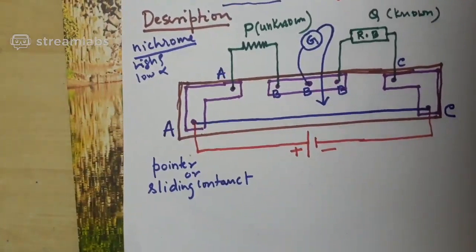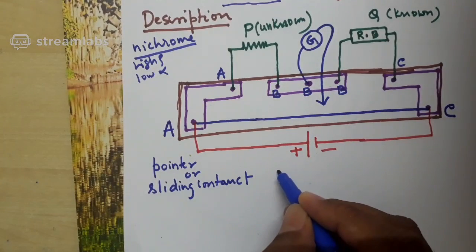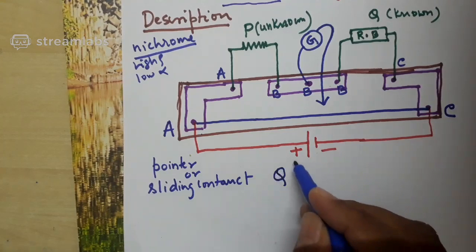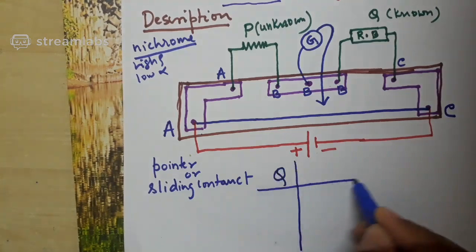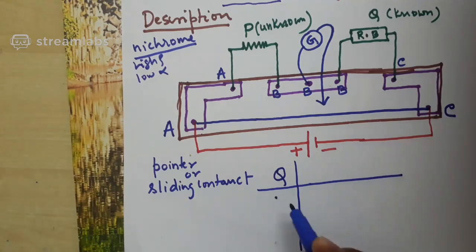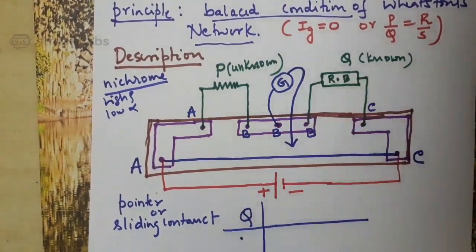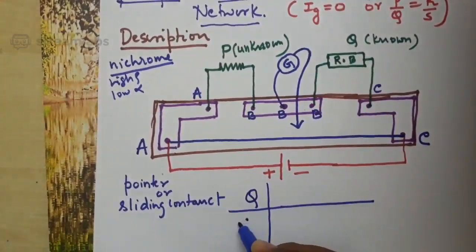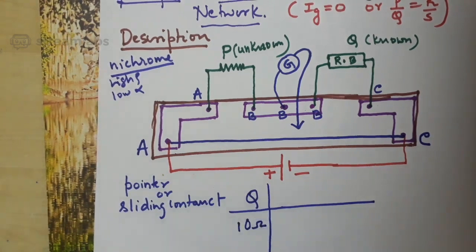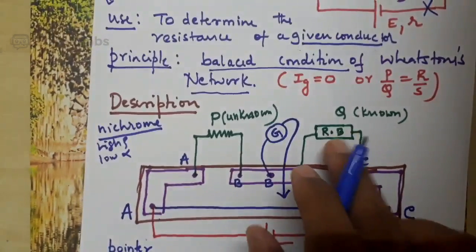The experiment is very simple. What you need to do is, you keep some resistance in the resistance box Q. I showed you that time how to keep a resistance in the resistance box Q. Let us say I have kept around 10 ohm. As an example, I kept resistance in the resistance box Q as 10 ohm.